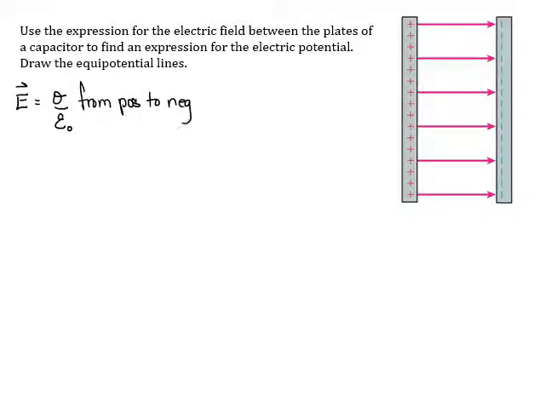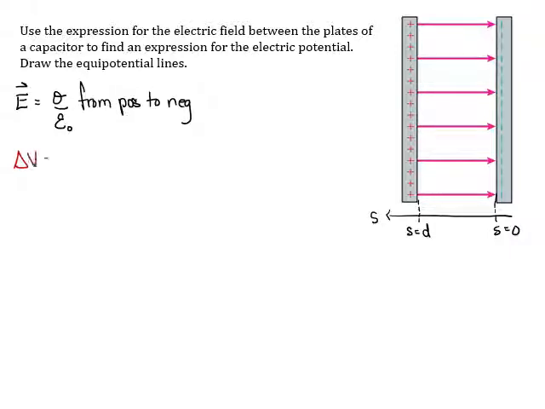Okay, we also need a coordinate system. Typically, we call our coordinate system S. We put S equals 0 at the negative plate, and typically we say S equals D at the positive plate. So this axis is the S axis. All right, so I think we can write down our expression for potential now.